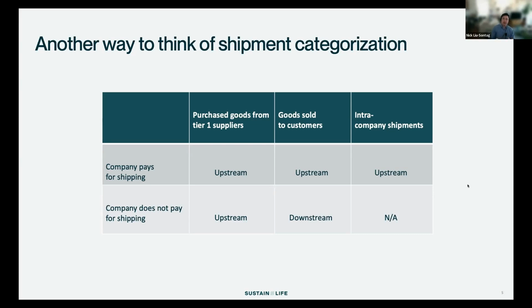And then finally, we have intra-company shipments. So you may be moving things between your own facilities with third-party carriers or shippers. If you're paying, that's upstream. If you're not paying, I actually have NA here because, first of all, it seems fairly unlikely that you'd be moving things between your own facilities and you would not be the one paying for it. If that does occur, then I think that would depend on the circumstances of those shipments. And so this is more of a case by case thing, even though it probably would end up being downstream.